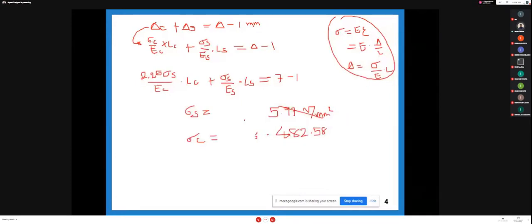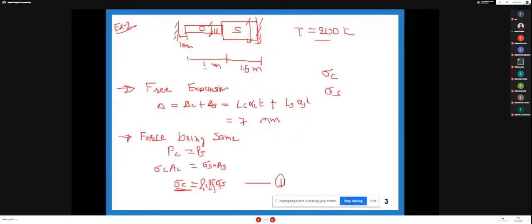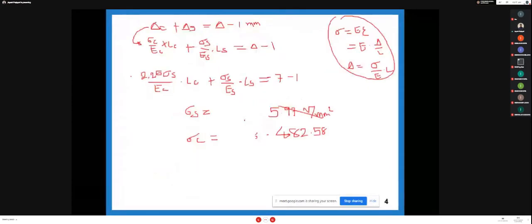For the copper, stress in copper upon modulus into Lc. For steel, same equation, delta minus 1 mm. And the delta value we already calculated previously, 7 mm, so put 7 mm here. And this stress in copper we replace with 2.25 times the stress in steel. So here we put this 2.25 stress in steel.